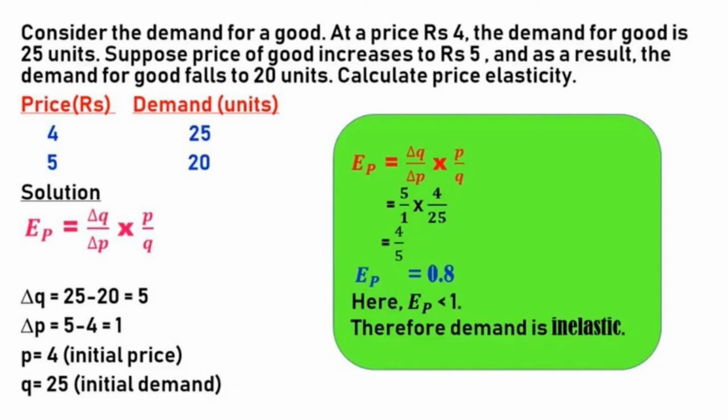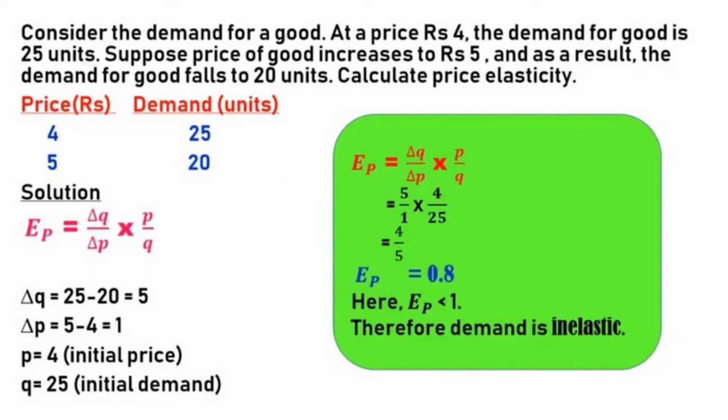0.8. So you just multiply these two. 5 ones are 5, 5 fives are 25. 4 is going to be only 1. So you take it as 4 divided by 5. So when you multiply this, you are going to be getting 4 divided by 5. Therefore, when you divide 4 by 5, you get the answer 0.8.